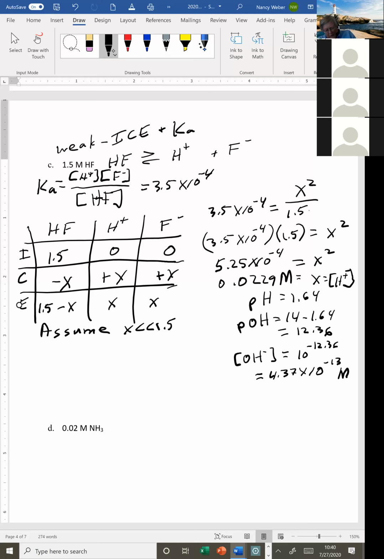Does everybody see that okay? Any questions? While mathematically 10 to the minus 12.36 is okay to write, when you get to writing the number, you should write it out because this is more useful for people.